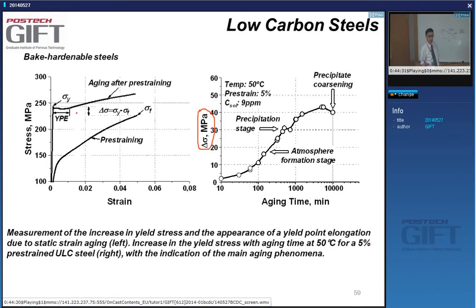What we do is, you will take your sample, your bake hardenable steel, and you will pre-strain it. So here I'm pre-straining my bake hardenable steel up to this point. In this case, I've strained it about 5%, 0.05. And then I take this steel and I'm aging it after pre-straining. In this particular example, the aging was 170 degrees C for 20 minutes.